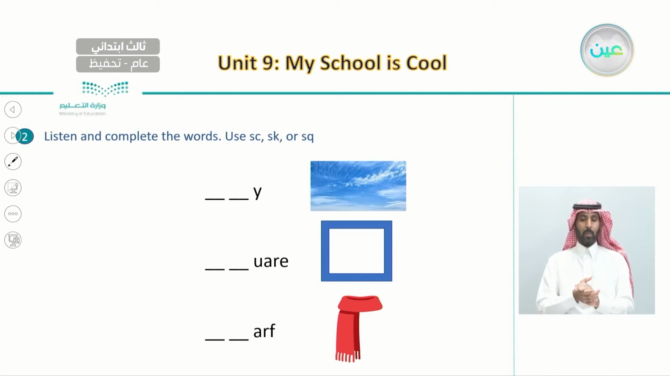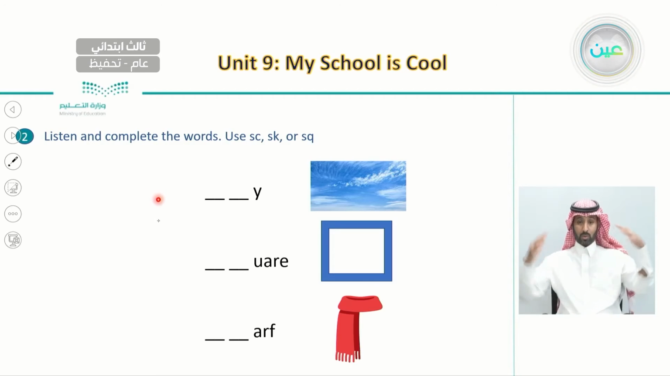Now, not only this, but we also have other words that start with these blends. So here you're going to listen and complete the words. Use either SC or SK or SQ. We're going to start one by one. I'm going to point and say the word, and once you listen to the word, I would like you to write down the letters here. Either you write SK or SC or SQ. So let's start with the first picture. The first picture here is for the word sky.